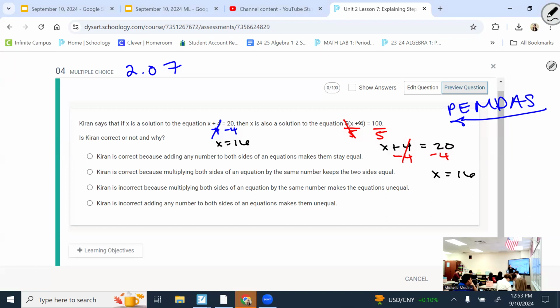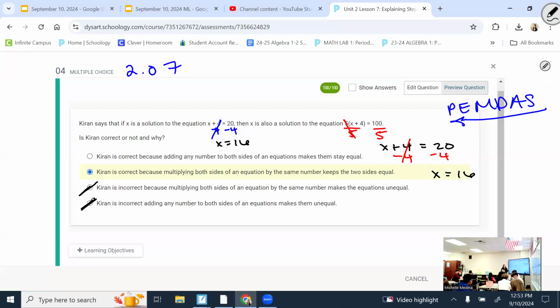Okay, so let's see which answer best says that. So I'm gonna cross out the ones that say he's incorrect, because they do have the same solution, so it is correct. First one says, because adding any number to both sides of an equation makes them stay equal. That's not what they did to get this equation. This one says, because multiplying both sides of an equation by the same number keeps the two sides equal. That one is the answer.